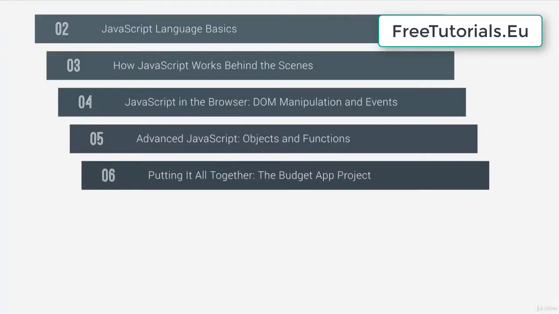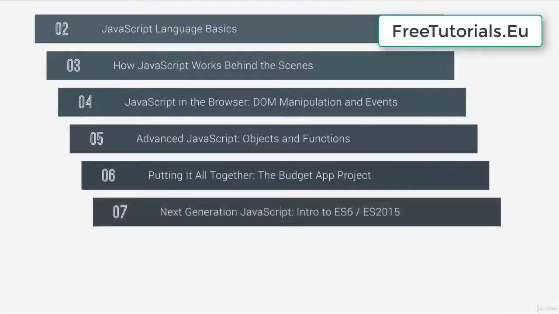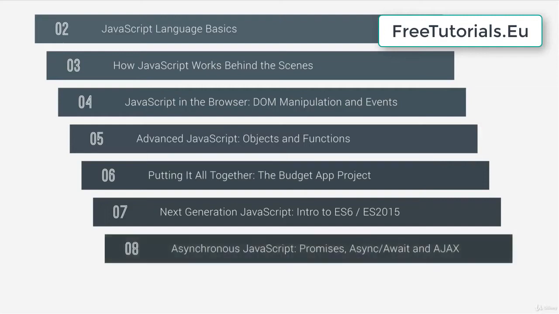Then, starting from section number 7, we're going to start using next generation JavaScript. So ES6, ES7, and even some ES8 features. So we're going to start by looking at what's new in ES6 or ES 2015, and then code some examples with the new syntax. Next up, you're going to learn all about asynchronous JavaScript, which is used for things like loading data from external servers with Ajax.